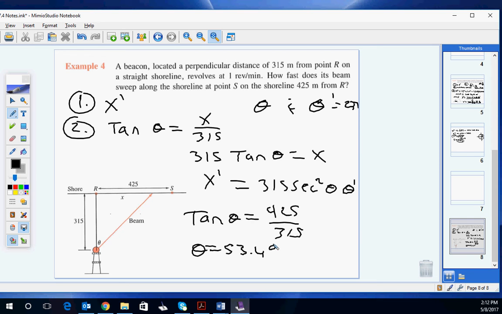So then now we're done. We just plug all this stuff in. So we're right here. Okay, so we're going to go 315. In your calculator, you can put secant 53.4 squared 2 pi. 1 over cosine. Yep, 1 over cosine. Good point. I have that in my notes. 1 over cosine. When you calculate that, you should get the same thing as the book, 5580.